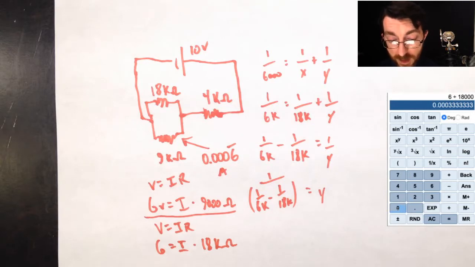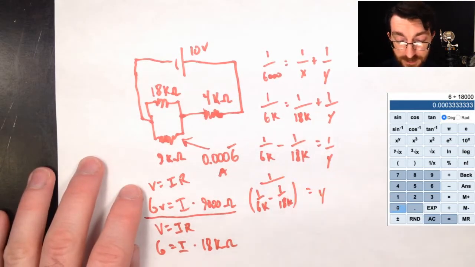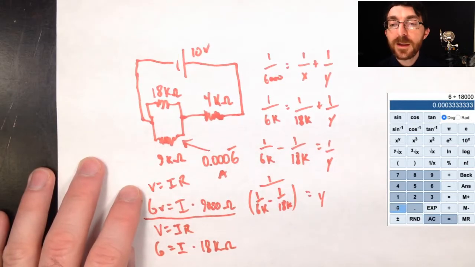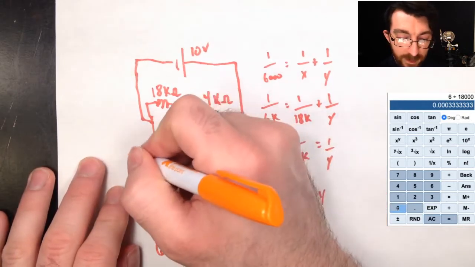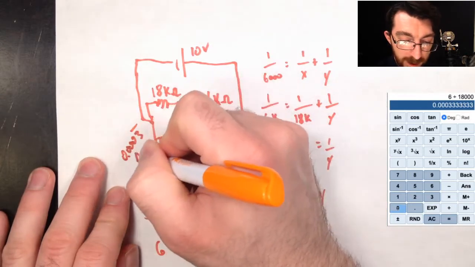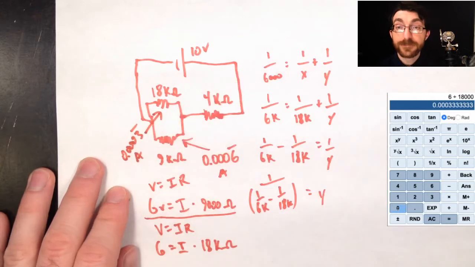Not a surprise at all. So let's see, where can I write this so that it won't get lost? Maybe I can write it right here. 0.0003 repeating amps is the current right there.